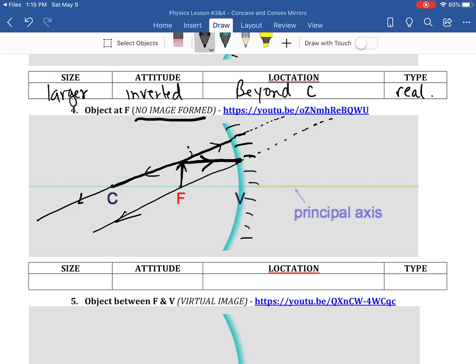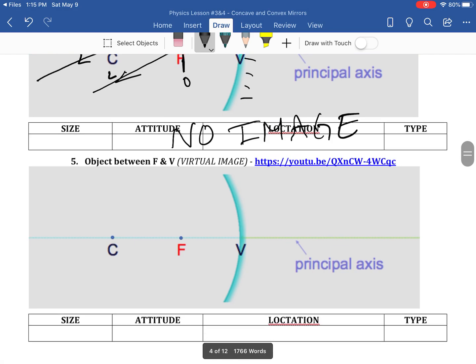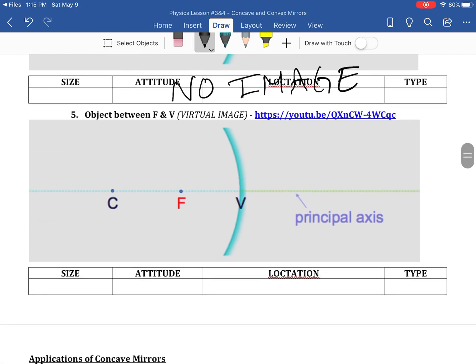Now, look at nothing. There's no reflective rays intersecting. These two do not intersect, right? This reflective ray and this reflective ray don't intersect, and behind the mirror they don't intersect either. So therefore, no image is formed because we know an image only is formed when you have two reflective rays meeting, intersecting. So this would be no image. Okay? And this is the only case when the object is sitting on top of the focal point that there'll be no image. Let's take a look at the last one.